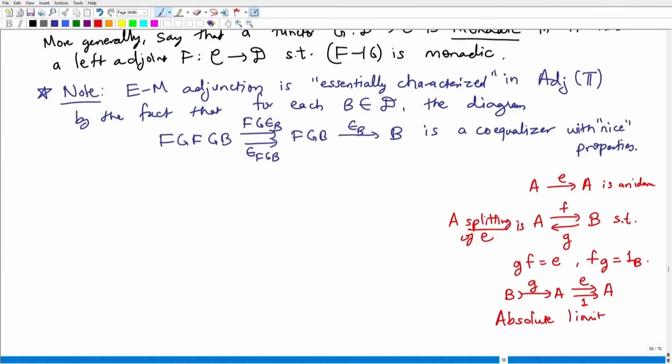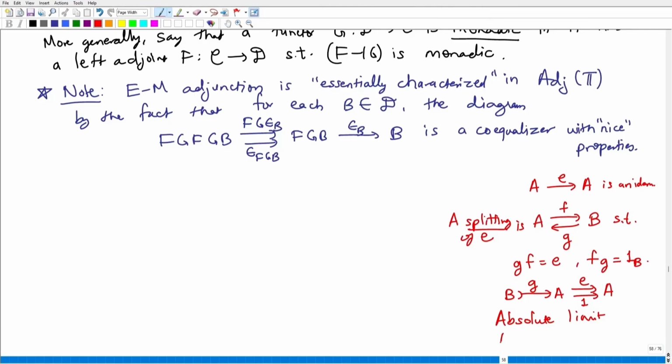What is absolute? I mean, it's just a limit, right? It's a limit, but it's preserved by any functor. This is happening inside a category, but if you take any functor leaving this category, then this particular diagram will be mapped to another diagram, which is going to be a limit diagram. That's absolute, yeah, which means preserved by every functor.